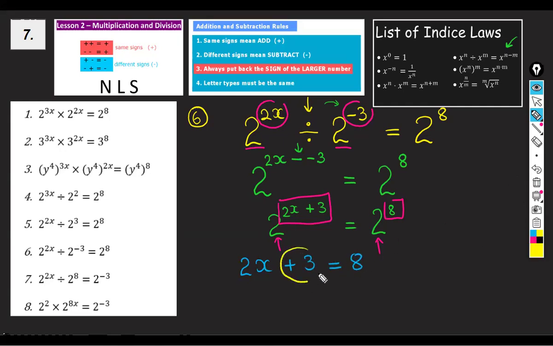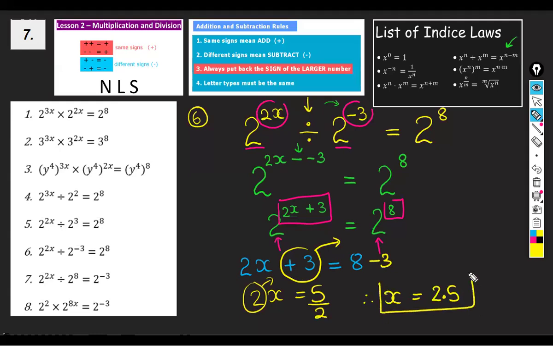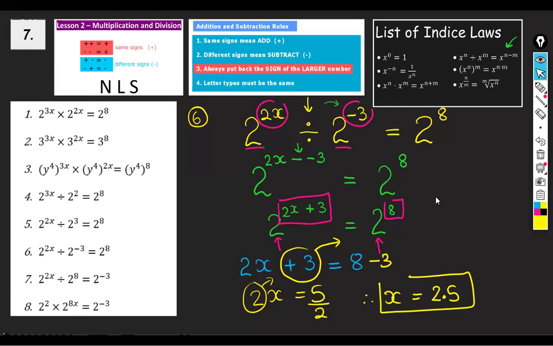So solve for x, throw across positive 3, you get minus 3. 8 minus 3 is 5, so you get 2x is equal to 5. 2 is a multiply, throw it across, you'll get a divide. Therefore, x is equal to 5 over 2, or 2.5, yeah, but 5 over 2 is the same thing as 2.5, so you can use any one.